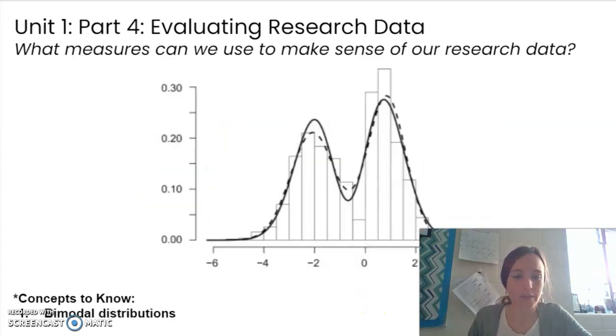You might also have something that looks like this when you're plotting data. If you have 2 modes in your data, so you have 2 numbers that are really frequently occurring, you're going to end up with 2 peaks in your distribution. It's called a bimodal data distribution.